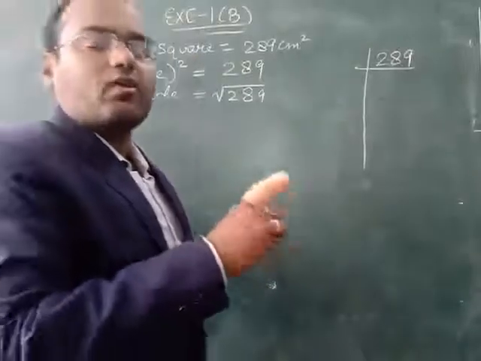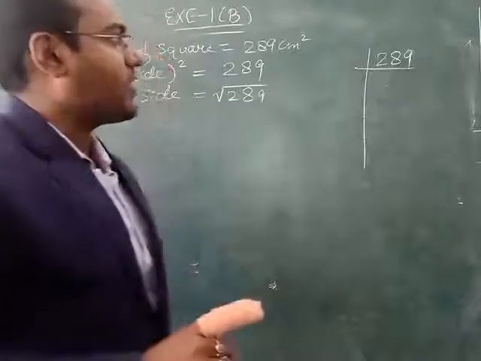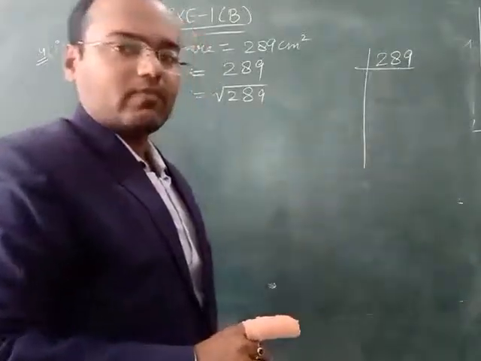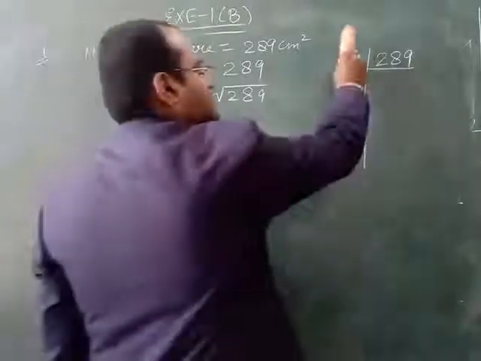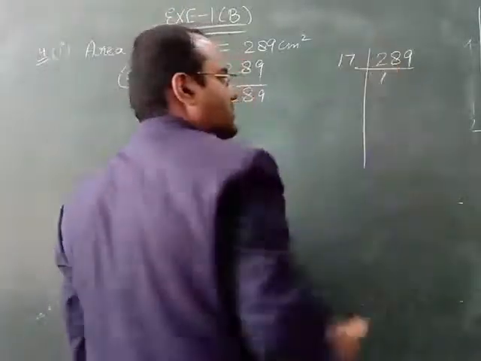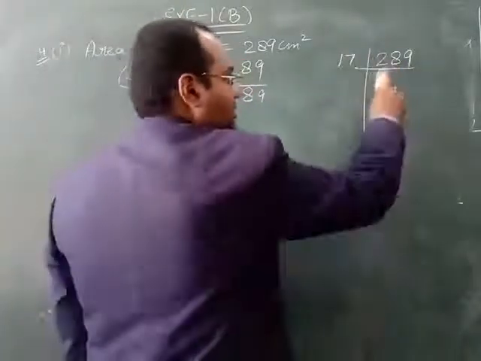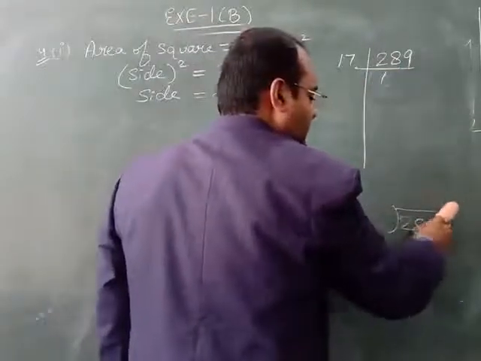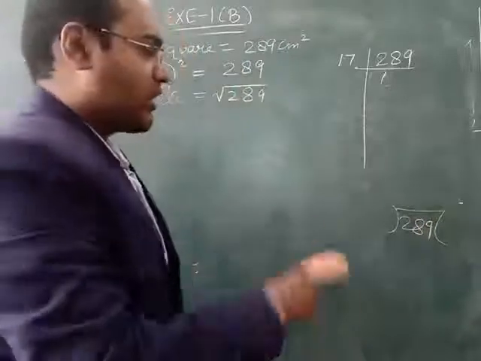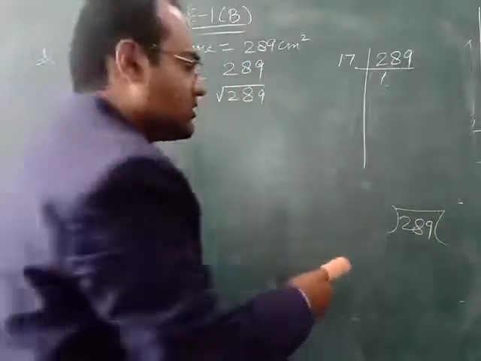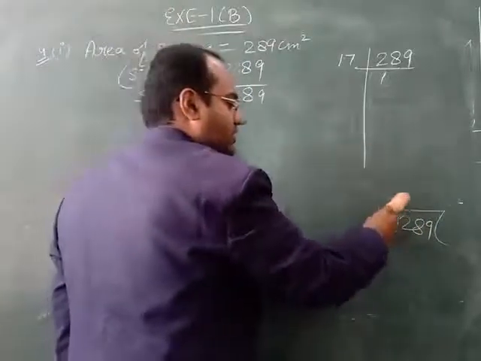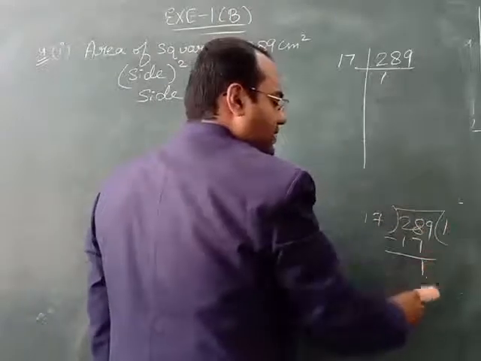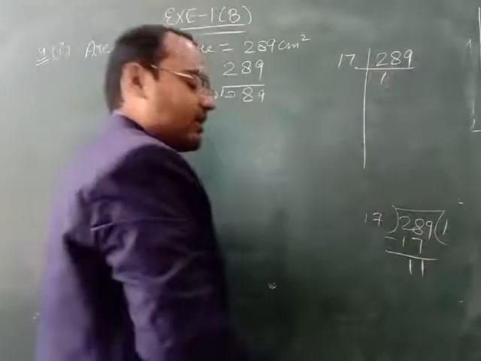Similarly we will check for all the prime numbers. This 289 will get divisible by 17. If you are getting confused, then what you can do is divide it in the rough also. We will divide this 289 by 17. 17 ones are 17. On subtracting it, we will get 11.